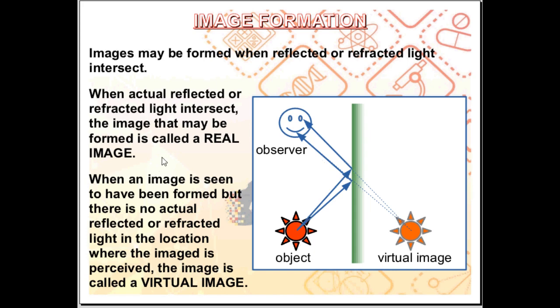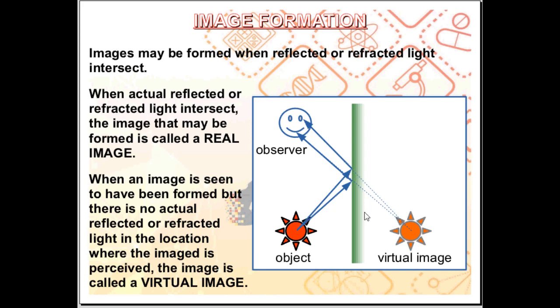There are two types of images. We have real image and virtual image. When actual reflected light or refracted light intersect, the image that is formed is referred to as a real image. On the other hand, if there is an image that is observed, but at the location of the image there is no actual reflected light or refracted light, the image is said to be a virtual image.